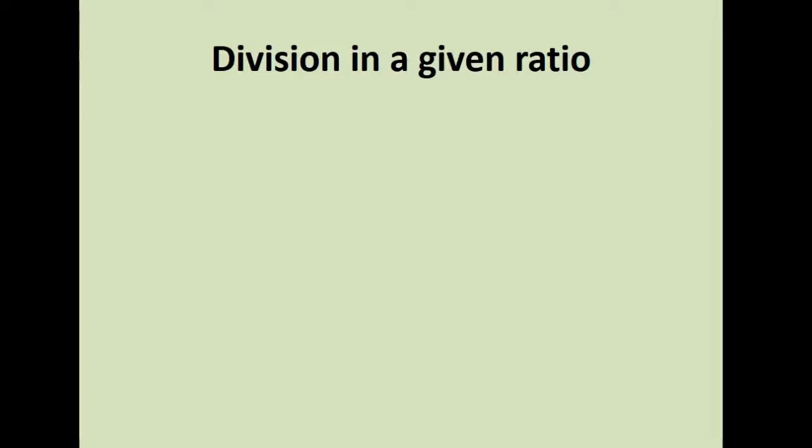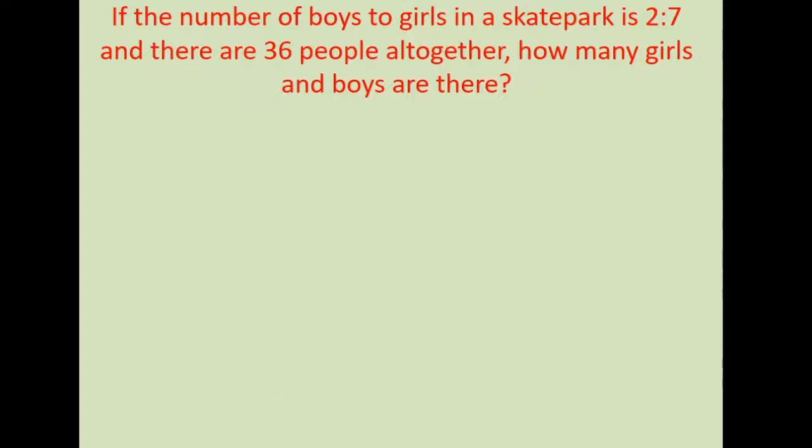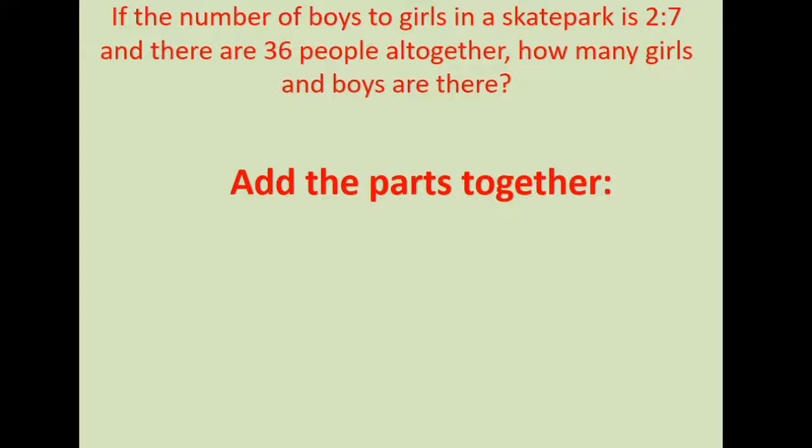The next topic we will be talking about is division in a given ratio. Copy this key question down in your exercise books. If the number of boys to girls in a skate park is 2:7 and there are 36 people altogether, how many boys and girls are there? The first step is to add the parts together.